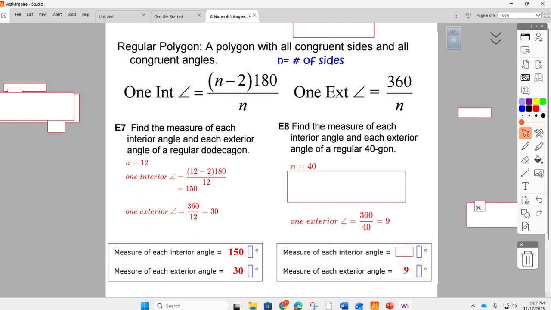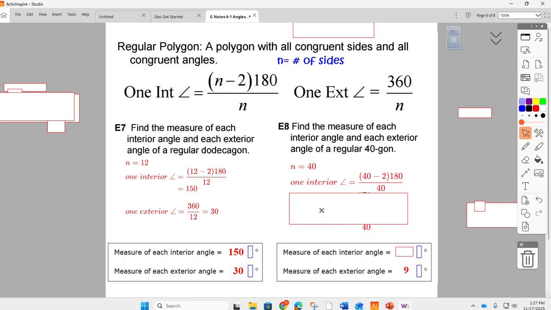The interior angle, we replace the n with 40. So 38 times 180, all divided by 40. Do that on your calculator, you find that one interior angle of a regular 40-gon, remember they all have the same measure, is 171. Any questions?